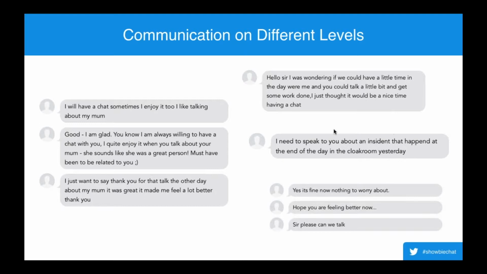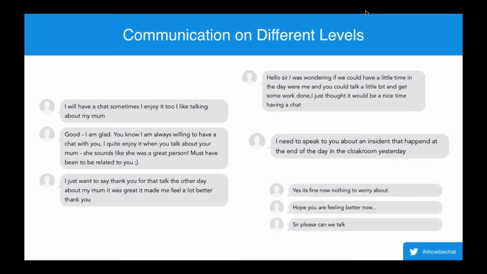Another example here about the cloakroom. Another one here where it's fine, nothing to worry about. And then I placed back, hope you're feeling better now. And then it was, please, can we talk? So obviously something wasn't quite right, hadn't been resolved as well as we'd have hoped. And again, it was really useful to pick that up.